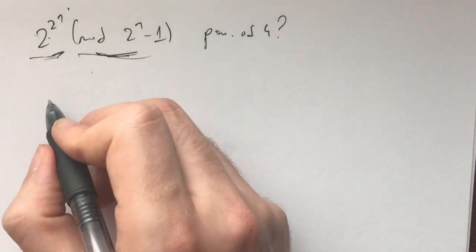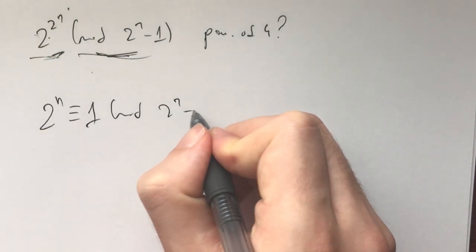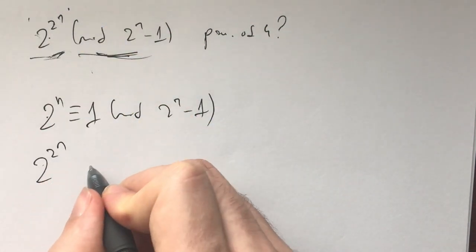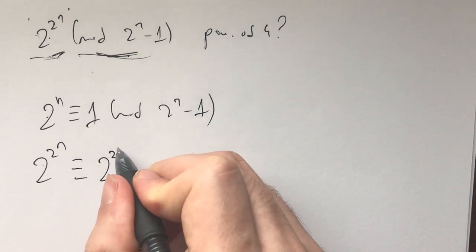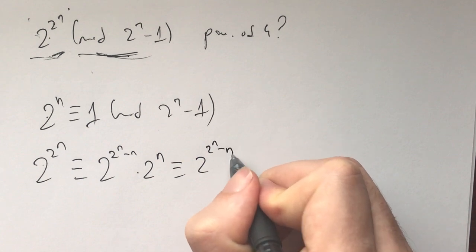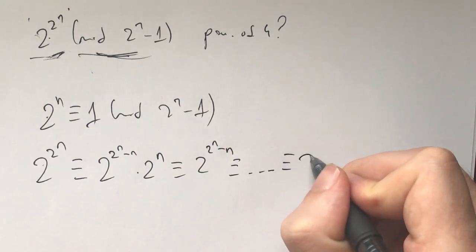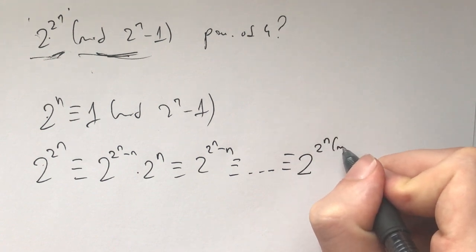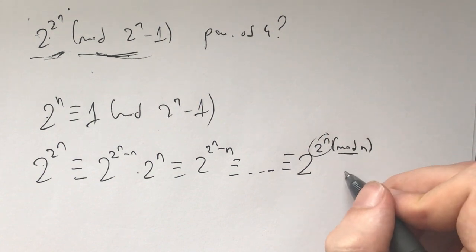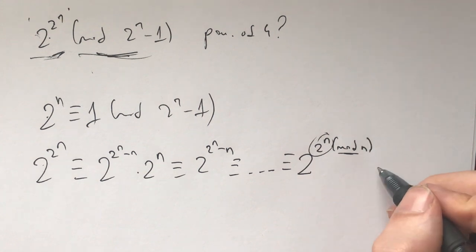The first thing in number theory: 2 to the n is congruent to 1 modulo 2 to the n minus 1. Given this, 2 to the 2 to the n is congruent to 2 to the 2n minus n times 2 to the n, which is 2 to the 2n minus n. Now we can continue doing this until we reach 2 to the 2 to the n modulo n, and that's the final congruency. We can't go any deeper.